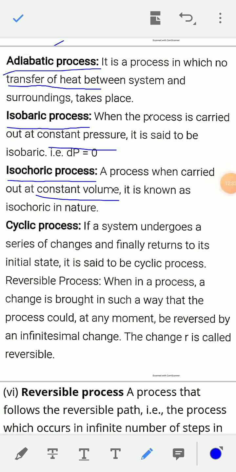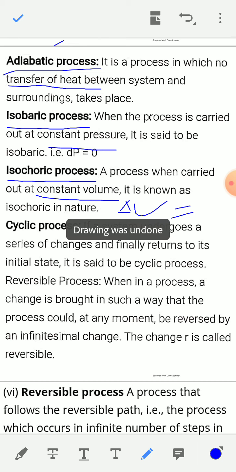So isochoric process means a process carried out at constant volume. Choric means volume remains the same, then it is known as an isochoric process. So delta V is equal to 0 for an isochoric process. Delta V, or volume change, is equal to 0. Okay, next type of process is cyclic process.